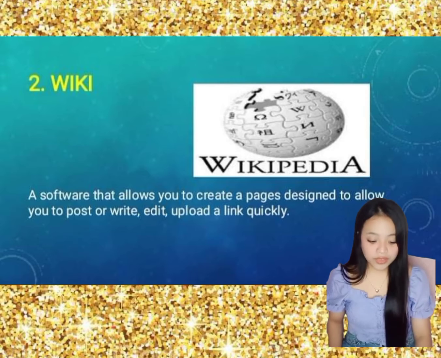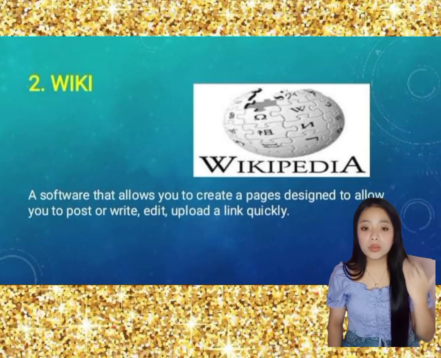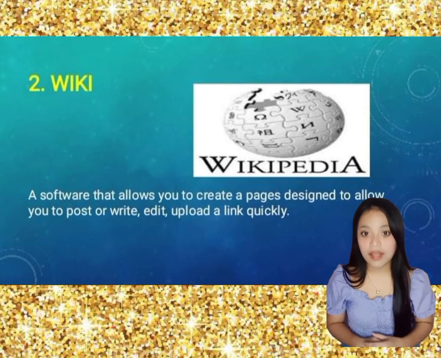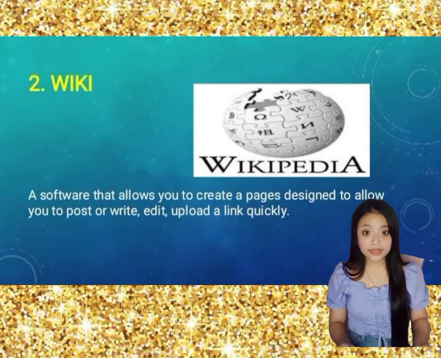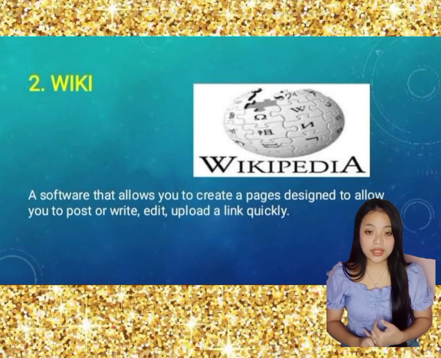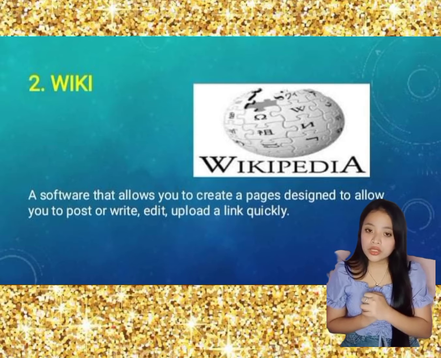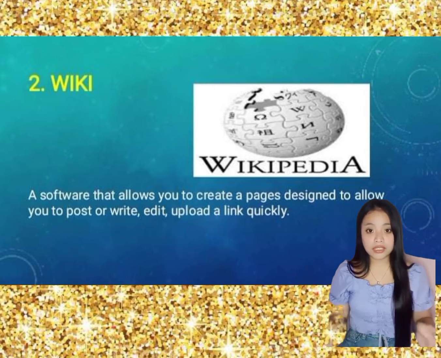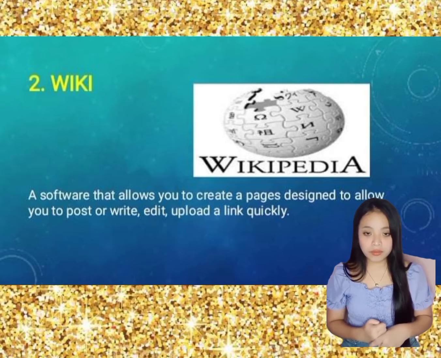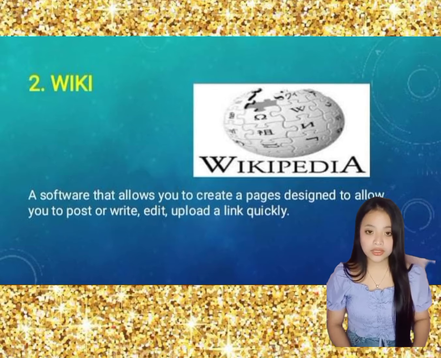So the second one we have here is what we call the Wiki or the Wikipedia. This is software that allows you to create pages designed to let you post or write, edit, and upload a link quickly. As we all know, Wikipedia is like a digital encyclopedia, and it gives us the opportunity to freely access information and different things that you need in an easier manner. Its primary goal is to share information and knowledge with persons who might be looking for an answer to their questions or some lacking information they need in their work or in the matters they are working on at that point.